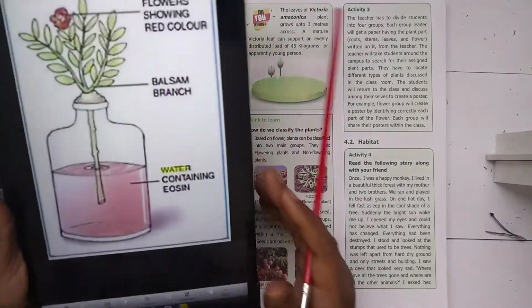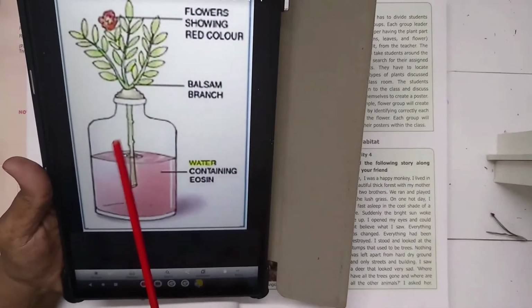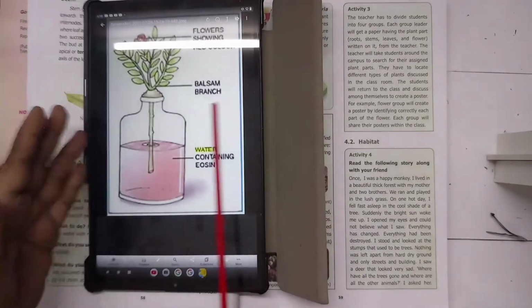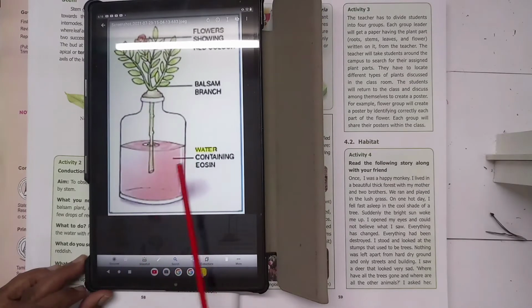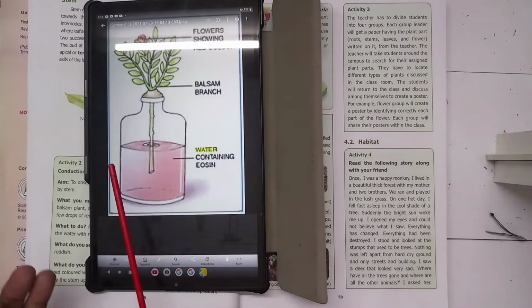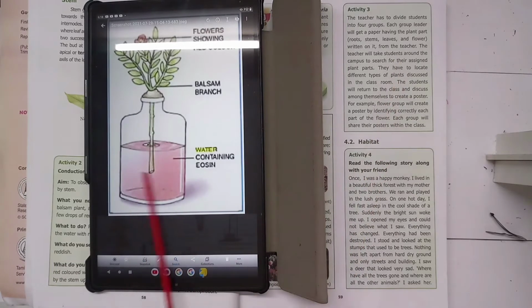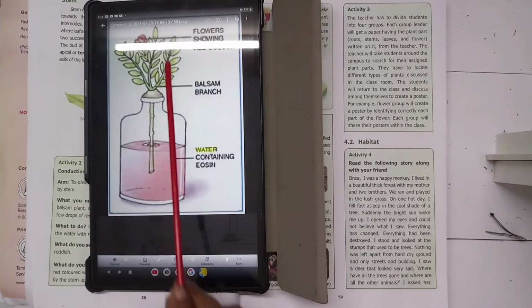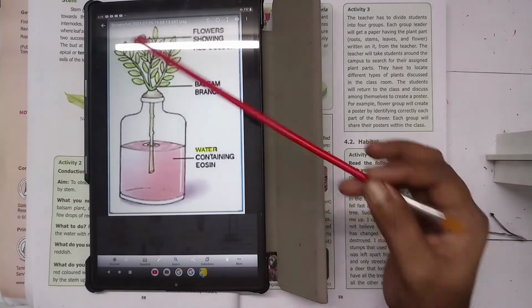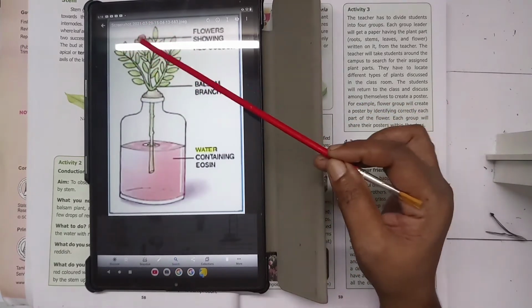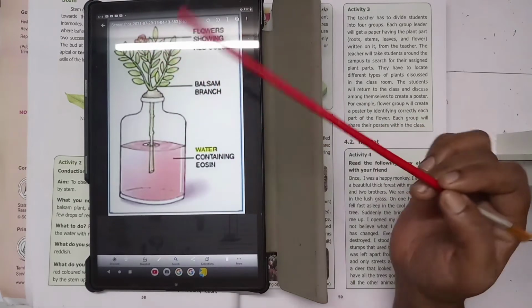Can you see this picture? Can you see this, children? See? You have to take any bottle or something like that, whatever you have in your house, and fill it with water, and add a little bit of red ink there. Put the balsam plant here. See, what happens is, after some time, you see this is the flower. The flower of that plant becomes red in color.